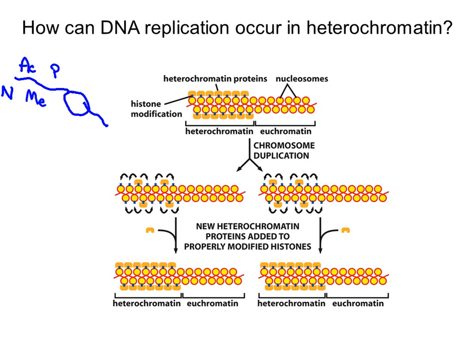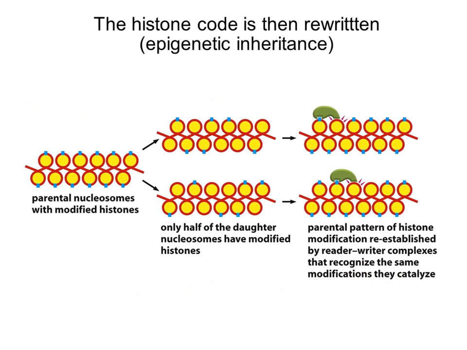But what about the histone code? Well, the histone code is then rewritten by a complex called the reader-writer complex. It's not a terribly important detail, but that's the name of it. Again, a complex set of proteins that essentially read the code from one strand and reproduce it so that these strands look the same as they did in the first place. Now, this is all terribly complex, and we're not going to go into the details.